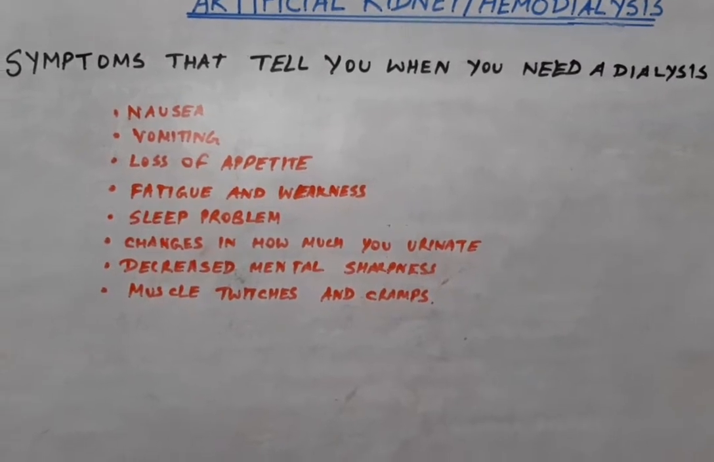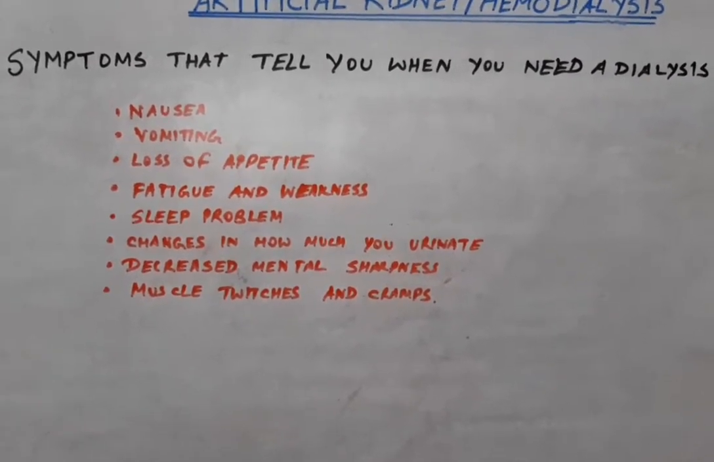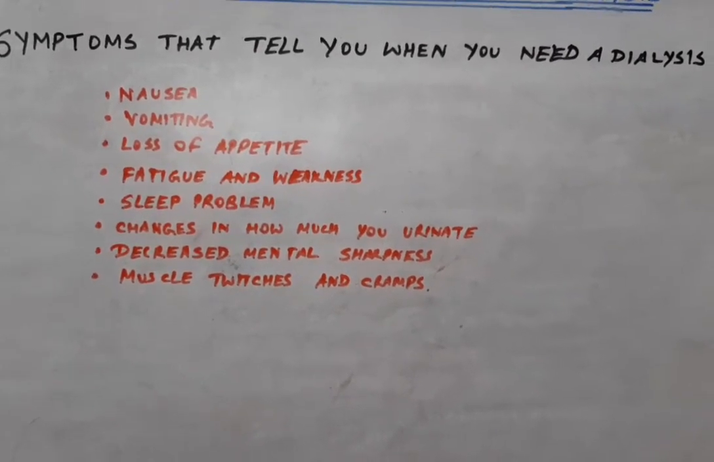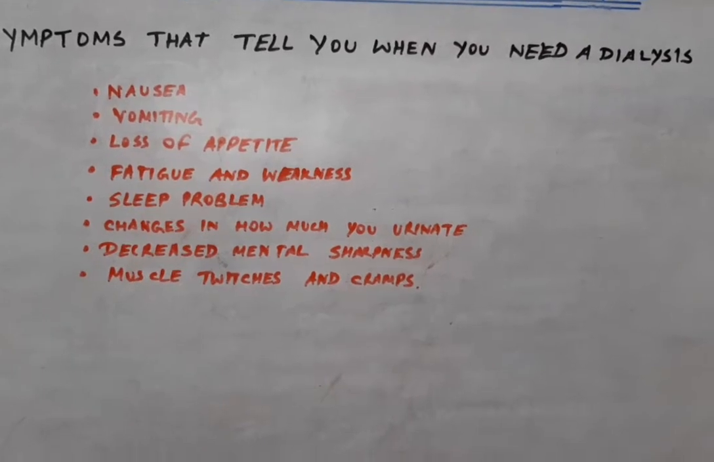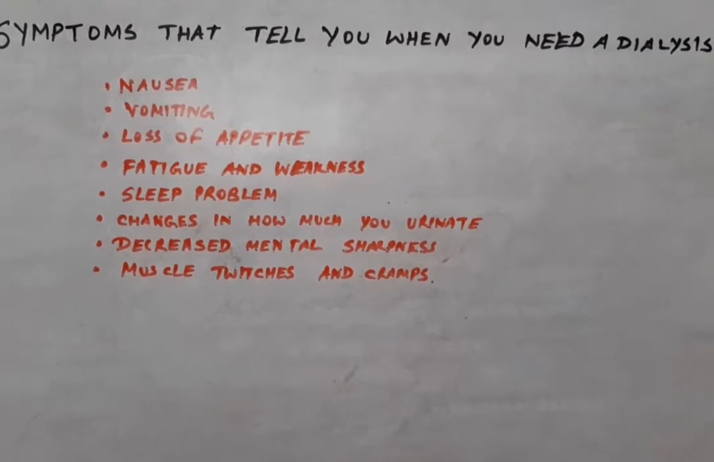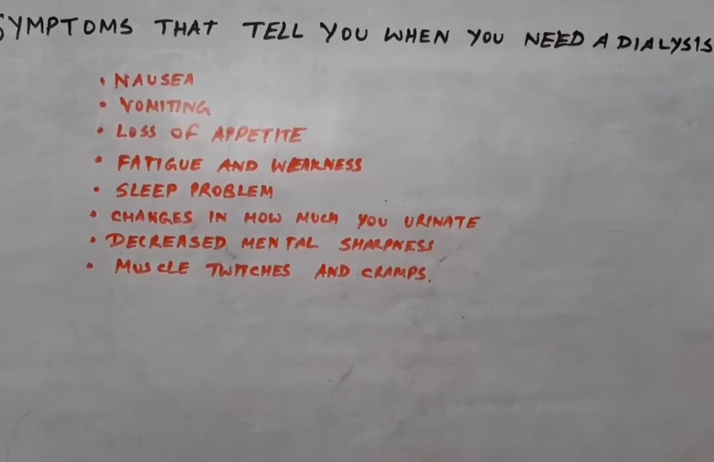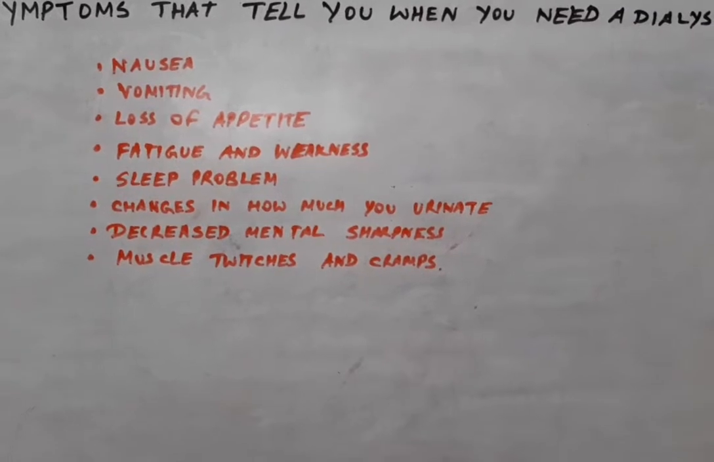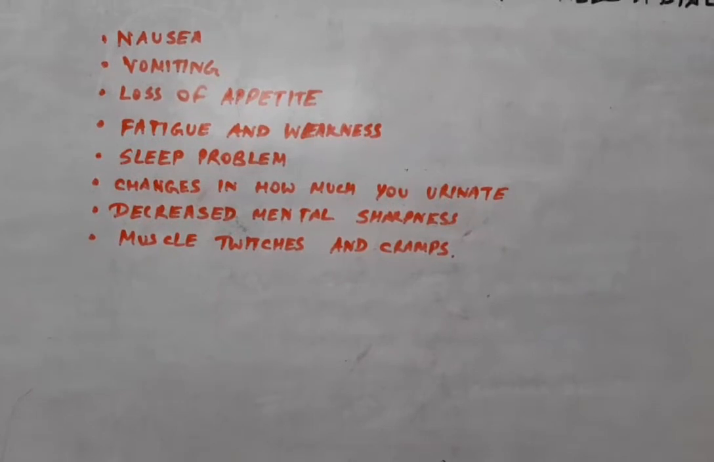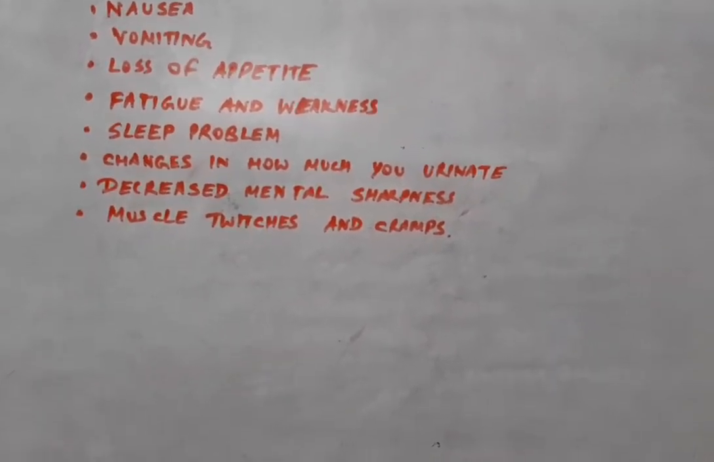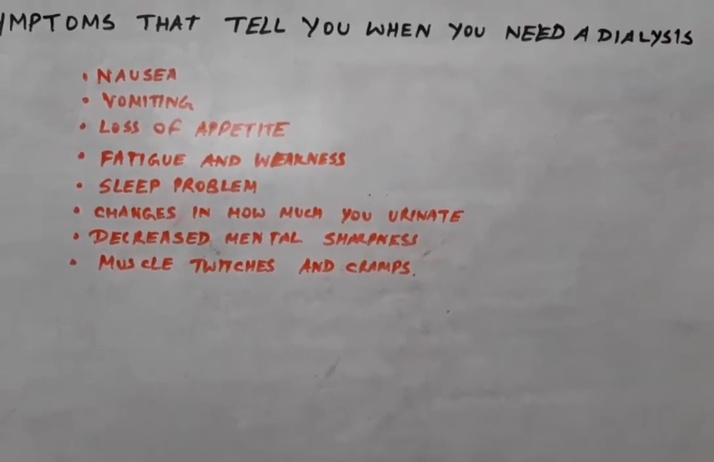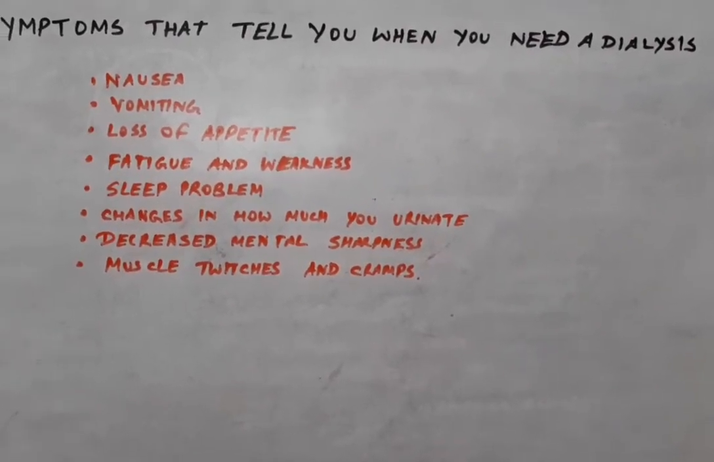So, number 1 symptom, nausea. The person will feel nausea. Second symptom is vomiting. Thereafter, loss of appetite. The person will not feel hungry. Fatigue and weakness is another symptom. Then comes sleep problems. Then come changes in how much the person urinates, and then decreased mental sharpness, and finally there will be muscle twitches and cramps. So these are the symptoms that tell that a person needs dialysis.